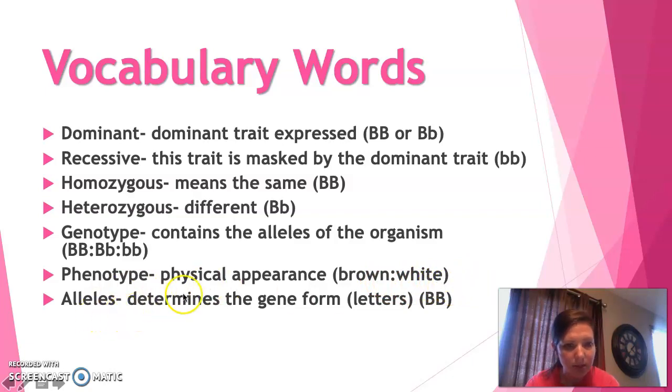The alleles, they are going to determine the gene form of the letters. So they're going to be the B's, the little b, big B, whatever the letter is, that is what the allele is going to be. And you're going to have two of them. So they're either going to be homozygous or heterozygous.